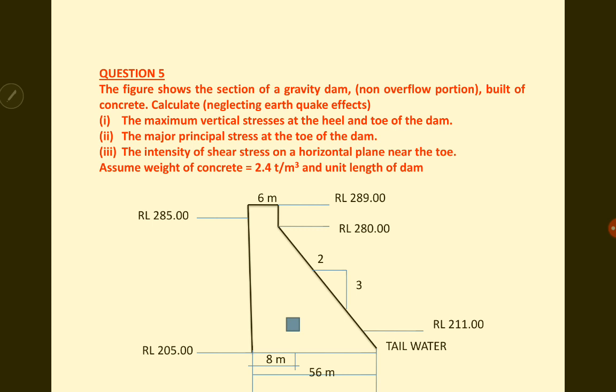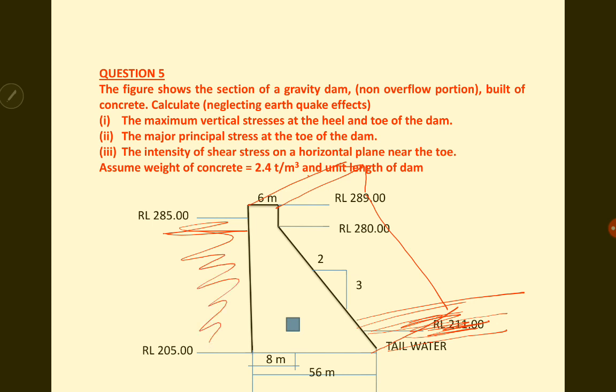The first thing here is that we have to assume, you have to consider only 1 meter length of this dam and do the analysis. Okay, so you will be considering the 1 meter height, and you will be having water here, right? And this is equal to 1 meter. Is the value of W given? No, the value of W is not given. You can assume it as 1 ton per meter square.